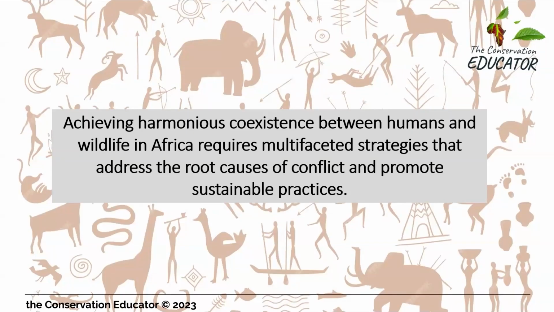So we're almost done. We come to what is harmonious coexistence. And achieving this requires many different strategies, right? And they have to address the root causes of conflict, and they have to promote sustainable practices. Remember, what is sustainable? It's when the behavior change remains even after the incentive has been removed. That is sustainable. If you don't have that, you're not sustainable.